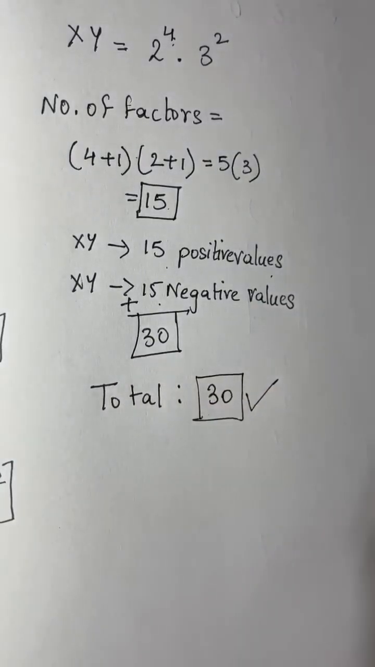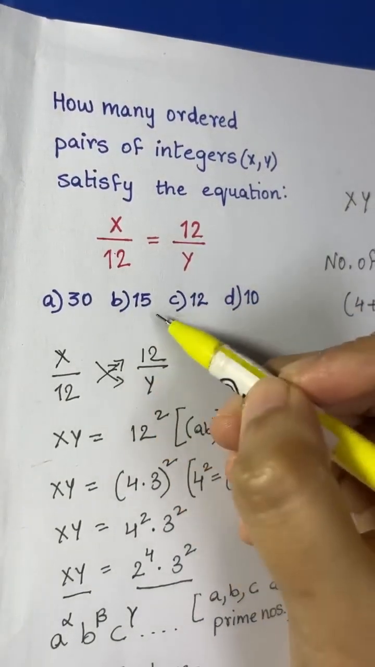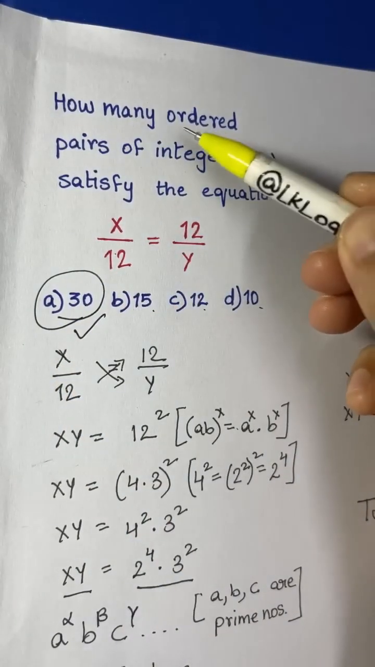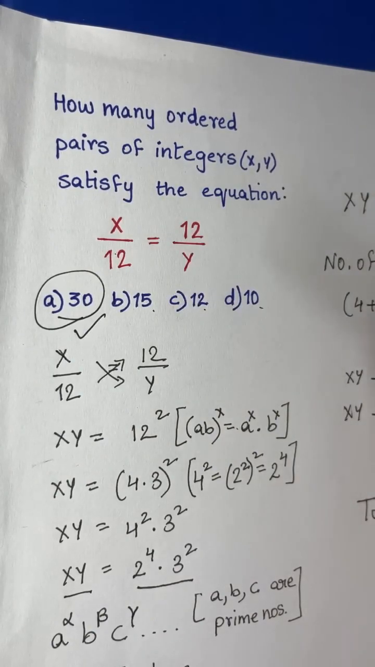That's your answer. Looking at the answer choices, we have 30, 15, 12, and 10. So your answer choice is A. 30 ordered pairs of integers satisfy this equation.